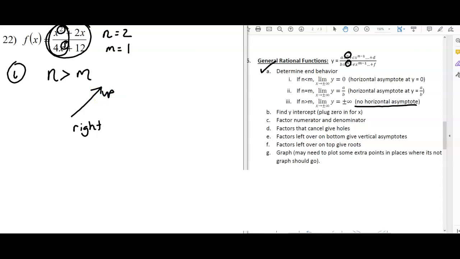Okay? Let's do the left side of our graph now. To do the left side, you're going to repeat this process, but you're going to use negative infinity for the left side. Once again, we're going to want to reduce.